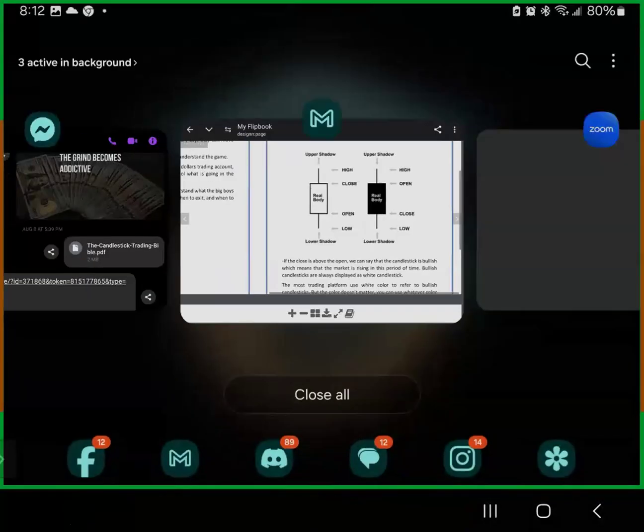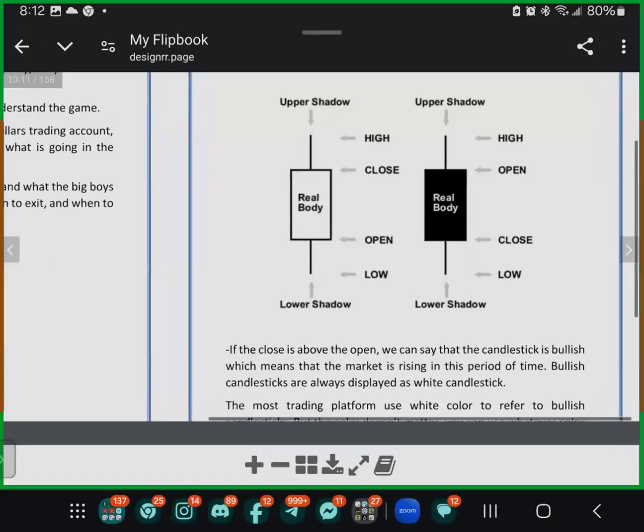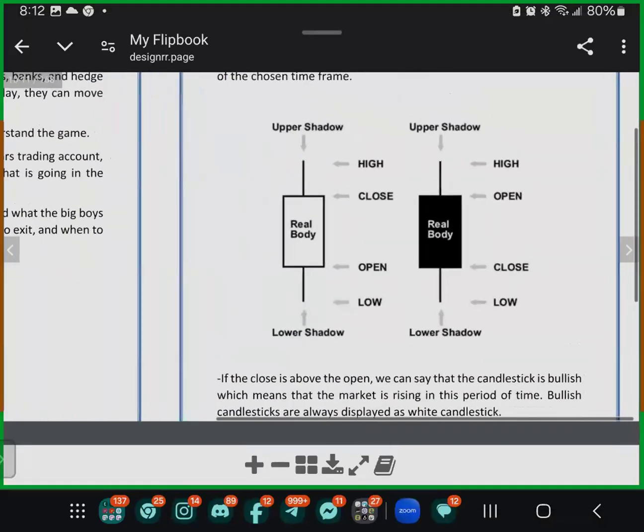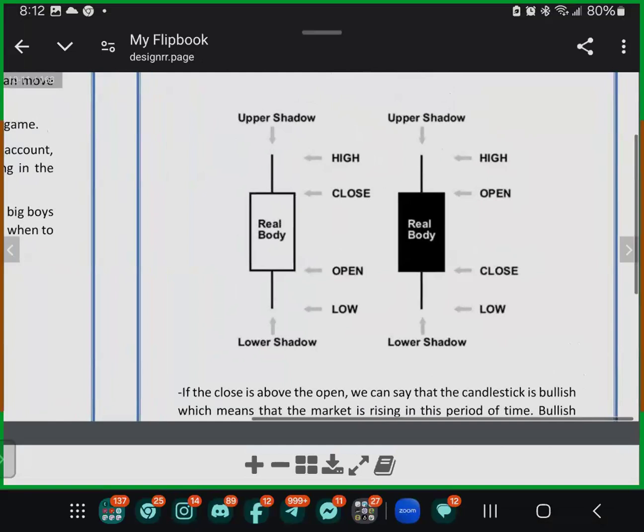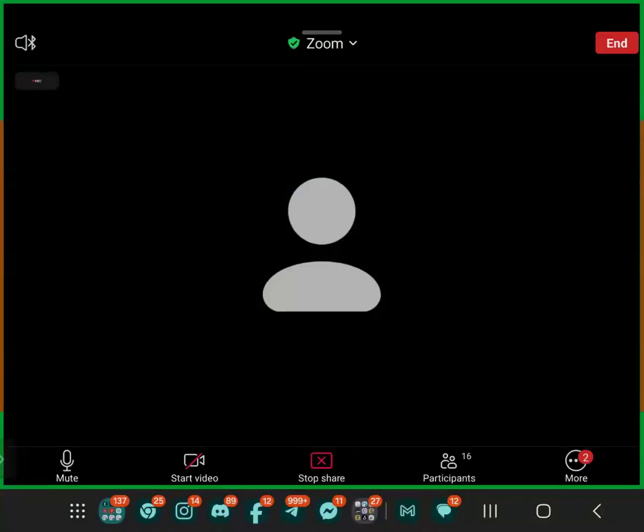All right, so we're going to do a review, okay? We're going to do a review because I want you all to realize what these candles are doing.